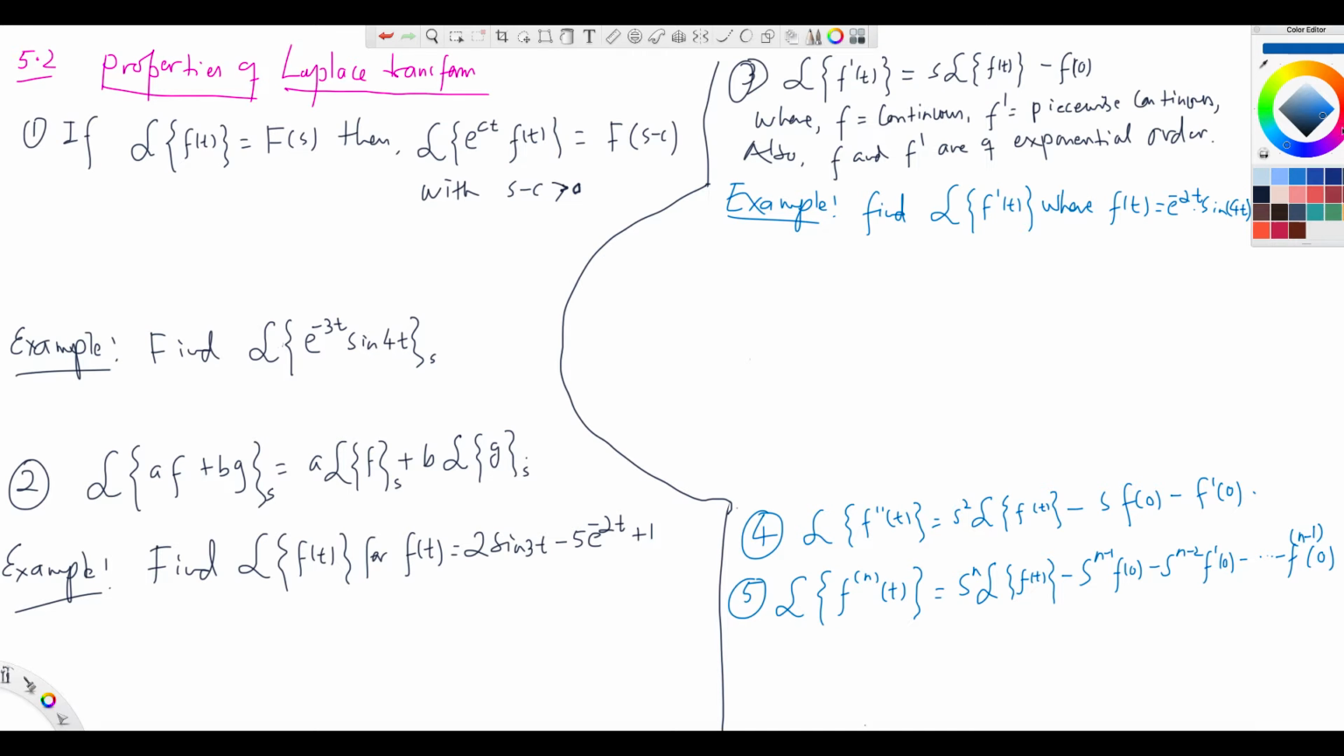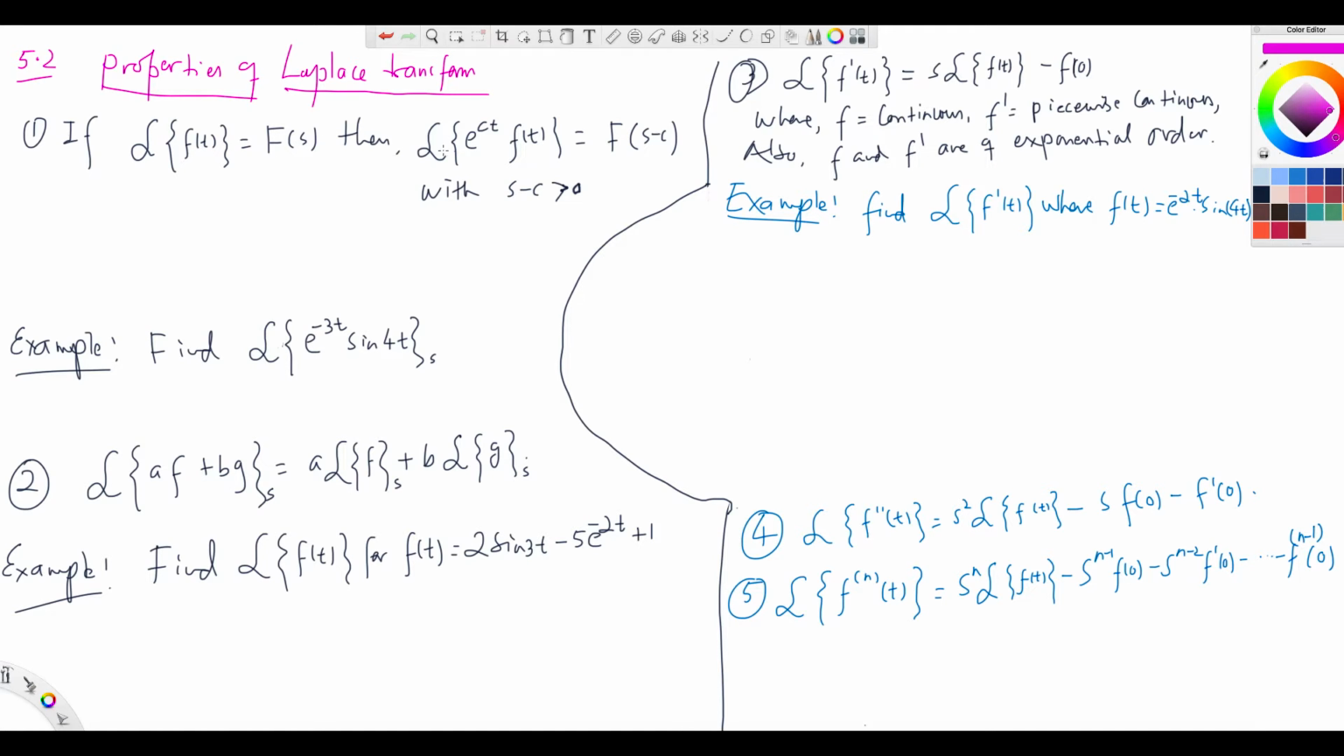In this video, I'm going to talk about the properties of the Laplace transform. The first property is: if F(s), the uppercase F(s), is the Laplace transform of f(t), then if you multiply this function by e to the ct, the Laplace transform will be changed just by s minus c. If there is a plus c, there will be s and then minus c. So you will just replace s by s minus c in the Laplace transform.